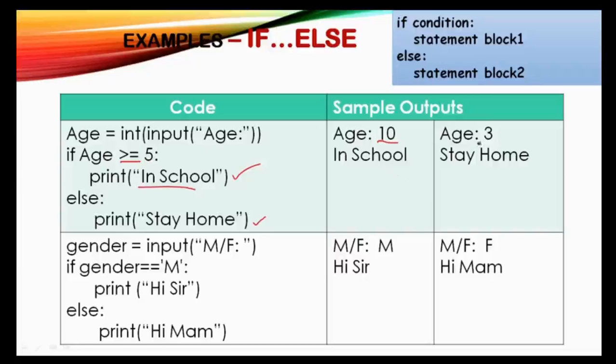During the second run, the user inputted the age as 3, so "stay home" will be displayed. Since the condition is evaluating to false, "stay home" will be displayed.